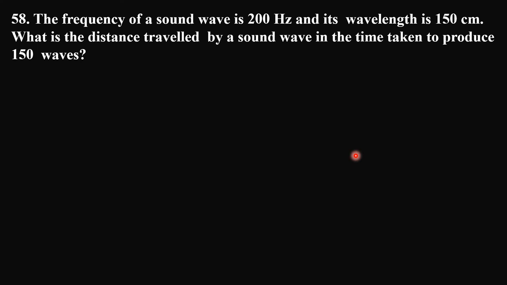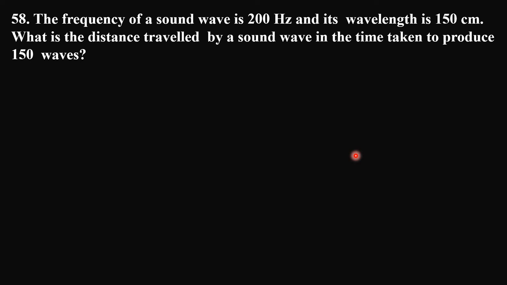Now the next question. First try to do it by yourself and then only see the solution. The next question is, the frequency of a sound wave is 200 Hz and its wavelength is 150 centimeter. Frequency, I have already told you what frequency is. Frequency is the number of waves produced in 1 second. And what is wavelength? Wavelength is the distance between two successive crests or two successive troughs in the case of a transverse wave, and we will talk about the longitudinal wave, because all these questions are related to sound wave.